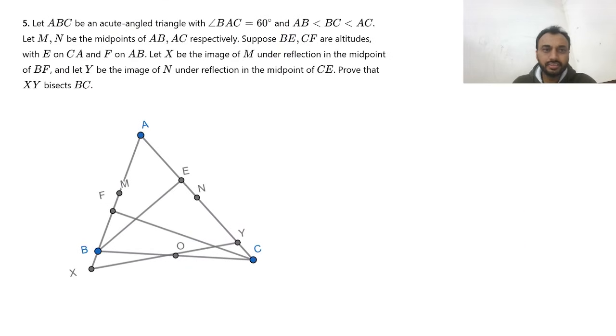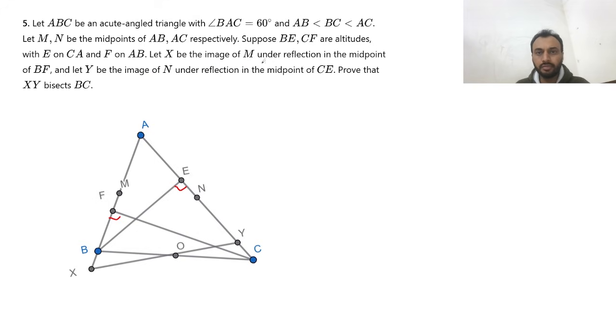Hi guys, this is question number 5 of RMO 2025. In this question, we are given angle BAC is 60 degrees and AB less than BC less than AC. Accordingly, I draw AB, BC and AC, and M and N are the midpoints of AB and AC. You can see M and N in the diagram, and then BE and CF are the perpendiculars: BE is perpendicular to AC and CF is perpendicular to AB. These are the altitudes.